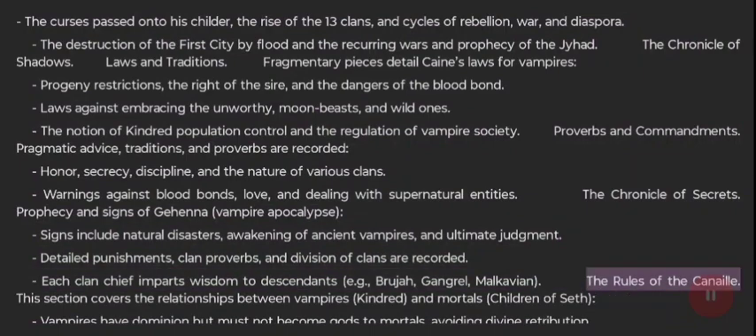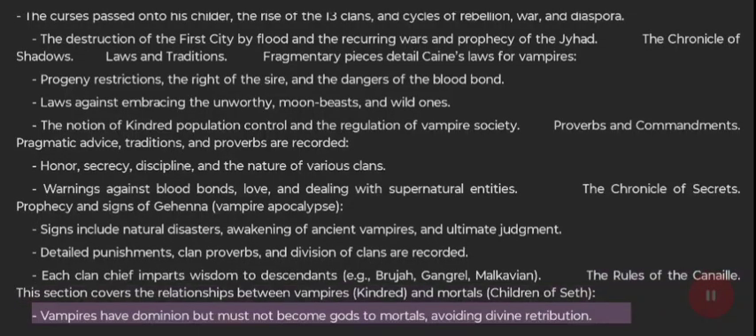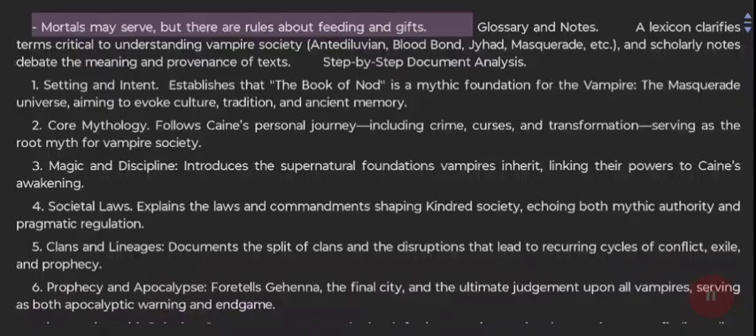The rules of the canale. This section covers the relationships between vampires, kindred, and mortals, children of Seth. Vampires have dominion but must not become gods to mortals, avoiding divine retribution. Mortals may serve, but there are rules about feeding and gifts.